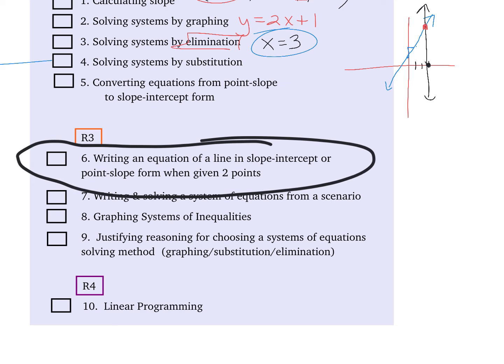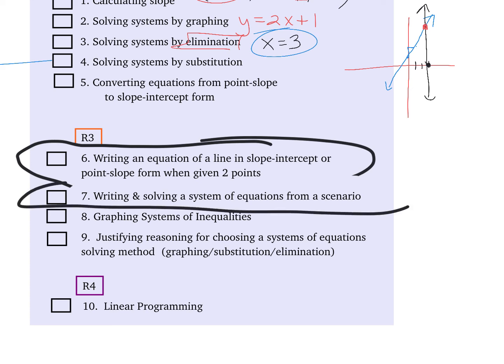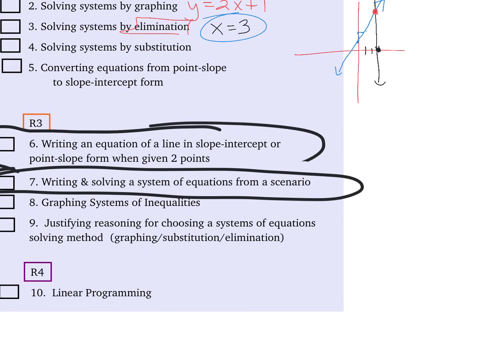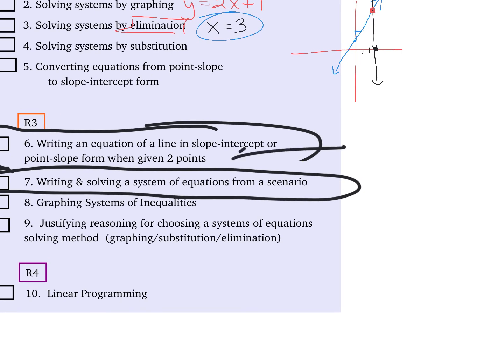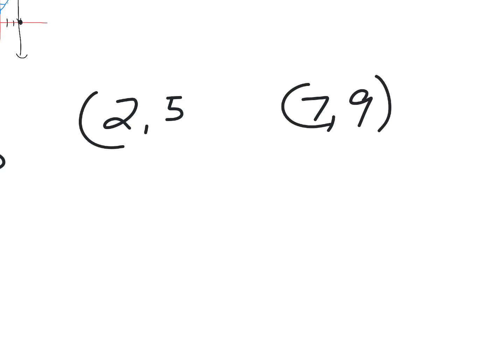But then writing and solving systems from a scenario. I should do both of these. But this one, when given 2 points, I better do that quick because that's like a really important basic. If I give you 2, 5 and I give you 7, 9, if I just asked for the slope, we already practiced that. That'd be easy.